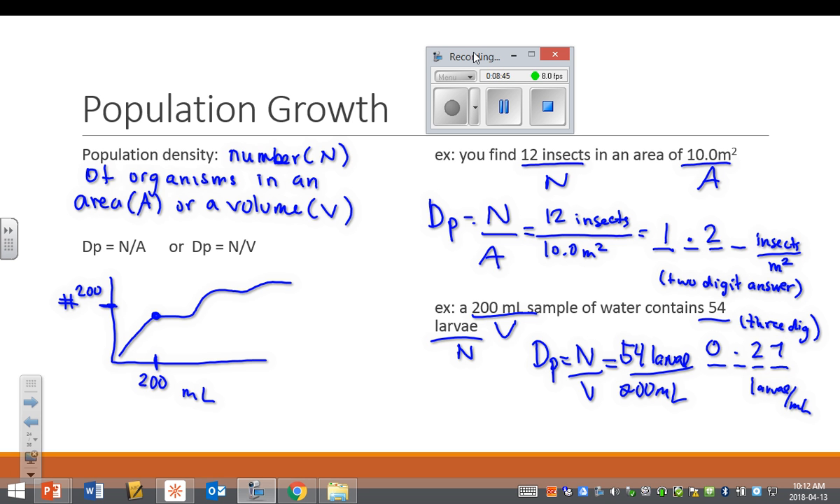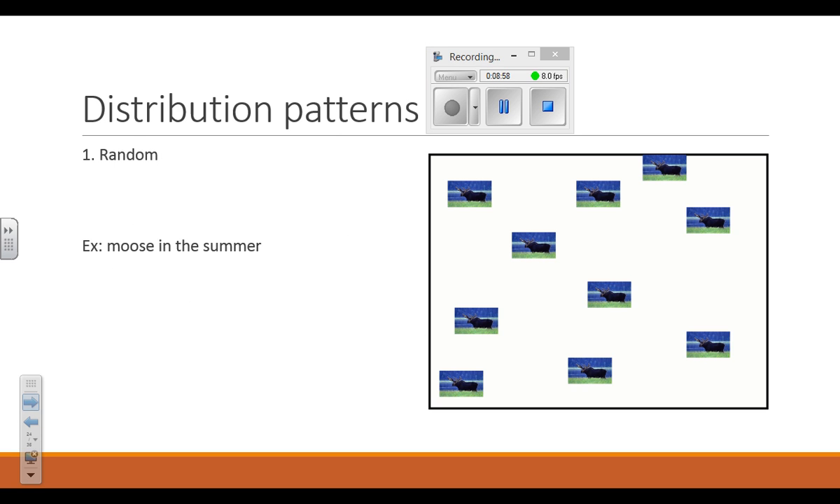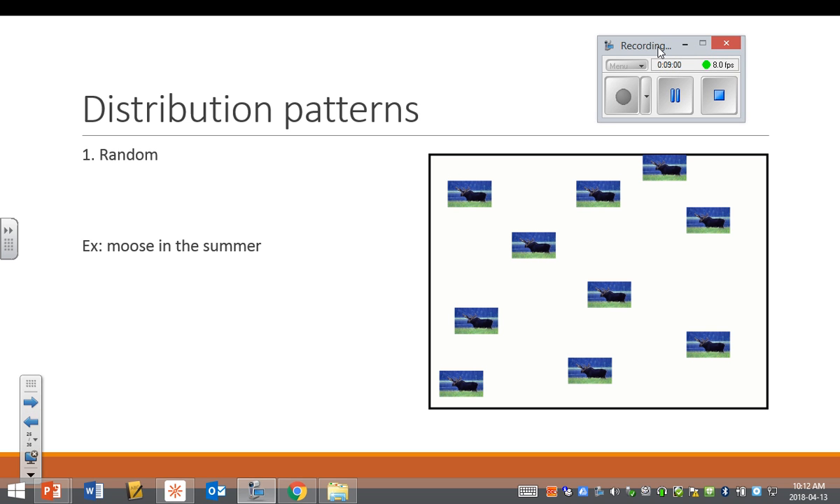So if I calculate density, that's super great, but it doesn't always tell me where the organisms are. All I know is how many of them there are, but not necessarily where they are in their geographic range. So the next part has to do with distribution patterns. Now I have a picture for each one of them just so that you can get a visual of what each of these distribution patterns looks like. And there are 3 of them. The first distribution pattern is random.